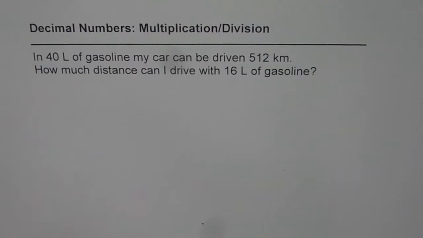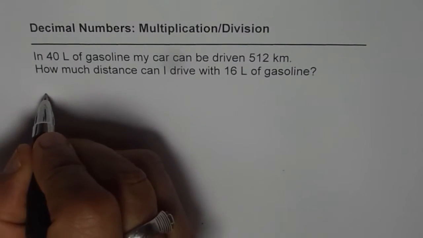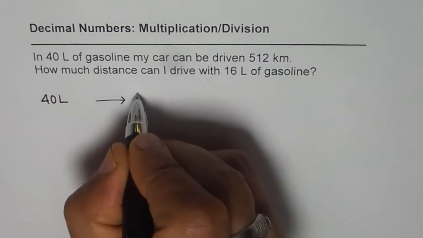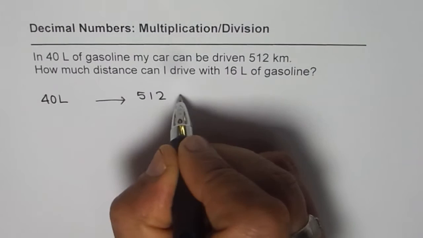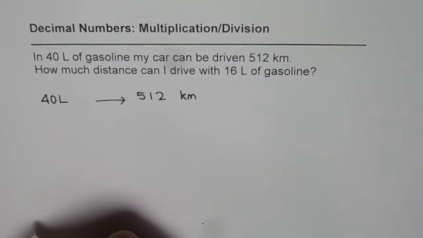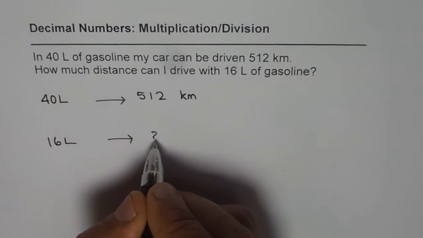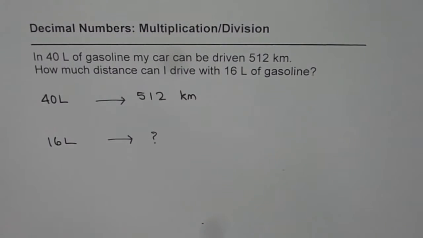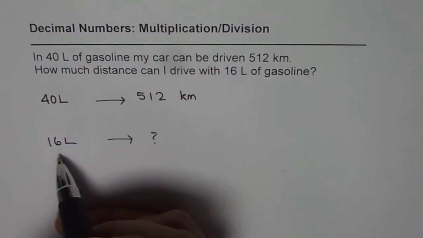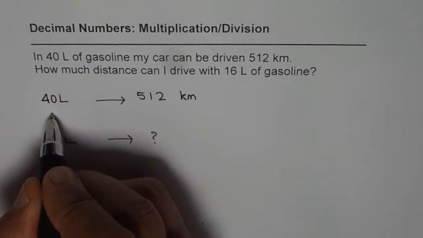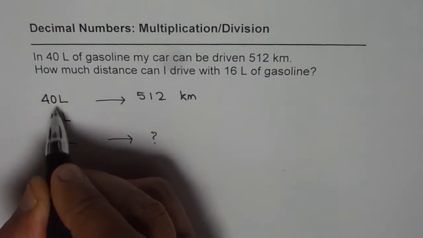That is tricky. So the question is, in 40 liters, we can drive 512 kilometers. Okay. In 16 liters, how much? So that is the question. Now, there is not an easy way to do it. So what we should do is, we should figure out how much can you drive in 1 liter. That is always a step.